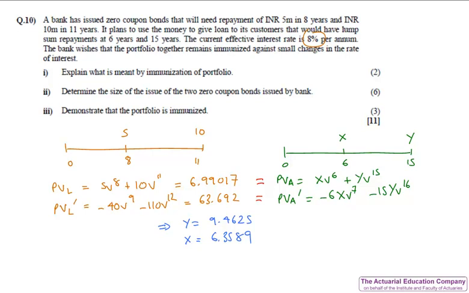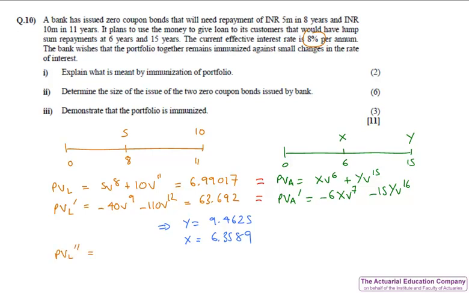Okay, for part 3 of the question, we need to demonstrate that the portfolio is immunized, so we need to use the third of Redington's conditions. This is that the convexity of the assets is larger than the convexity of the liabilities, or equivalently, the second derivative of the assets is larger than the second derivative of the liabilities.